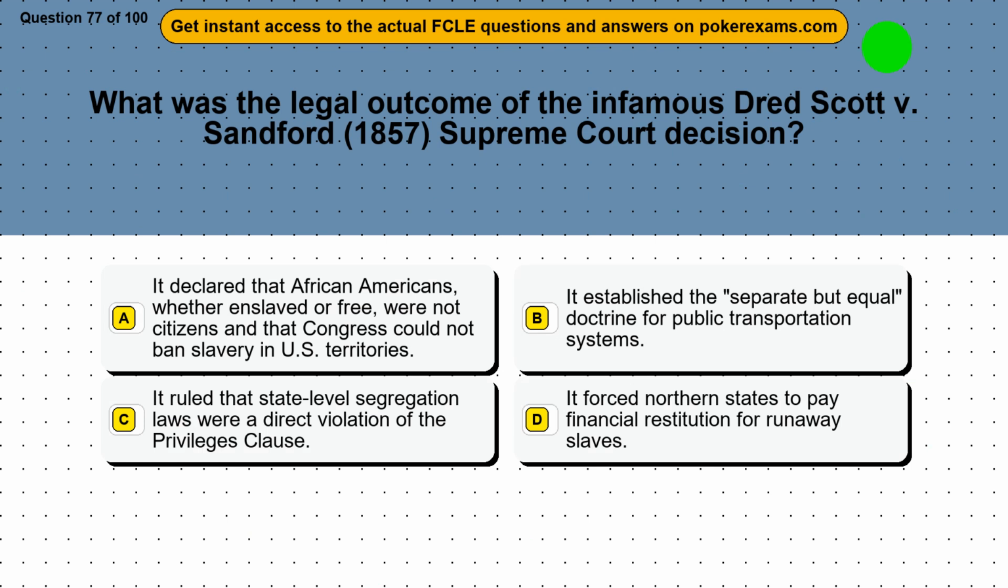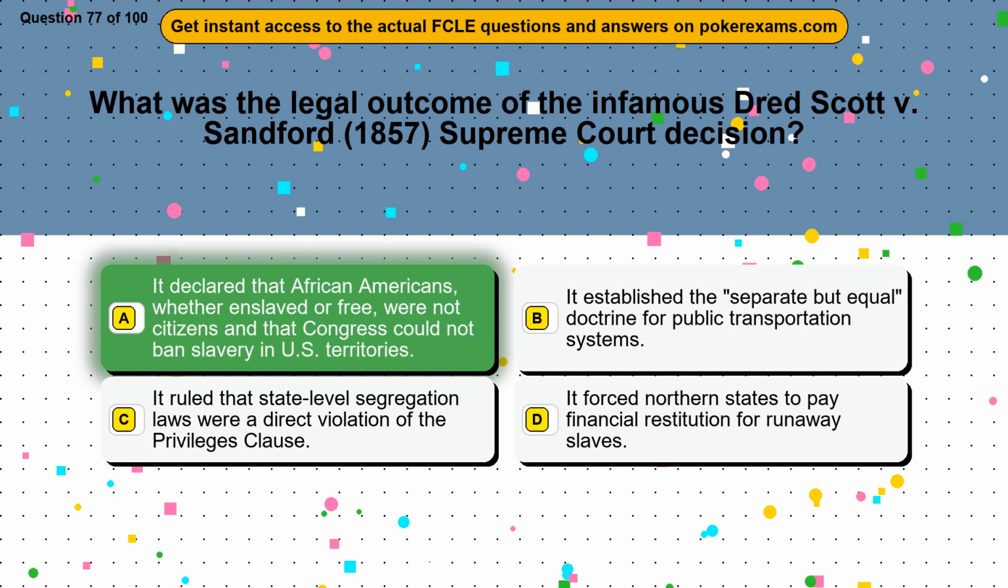Question 77. What was the legal outcome of the infamous Dred Scott v. Sandford, 1857, Supreme Court decision? Option A. It declared that African Americans, whether enslaved or free, were not citizens and that Congress could not ban slavery in U.S. territories. Option B. It established the separate but equal doctrine for public transportation systems. Option C. It ruled that state-level segregation laws were a direct violation of the Privileges Clause. Option D. It forced northern states to pay financial restitution for runaway slaves.